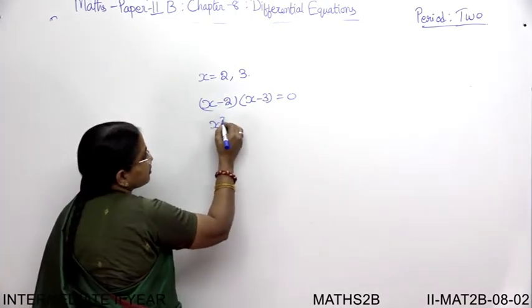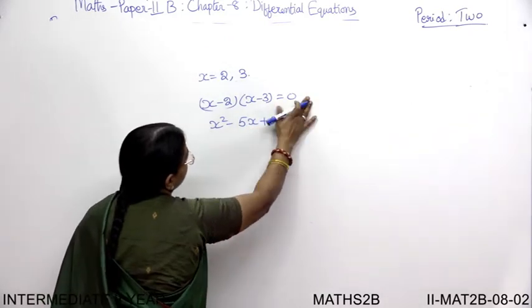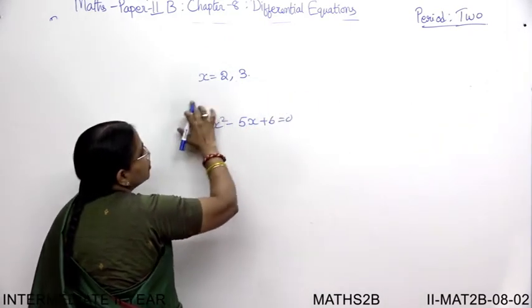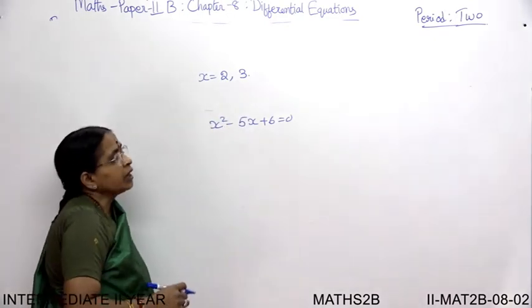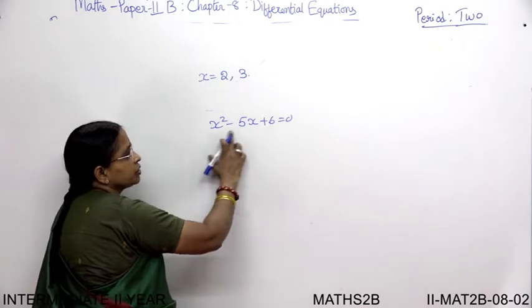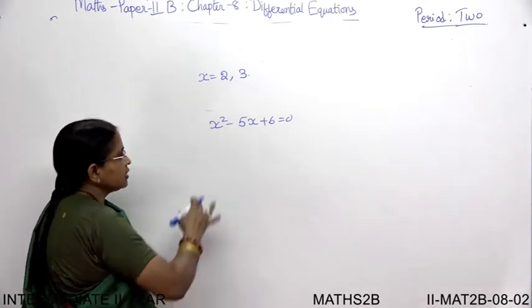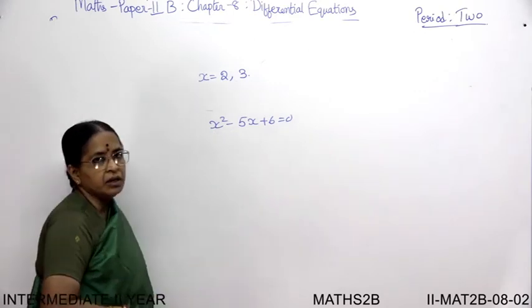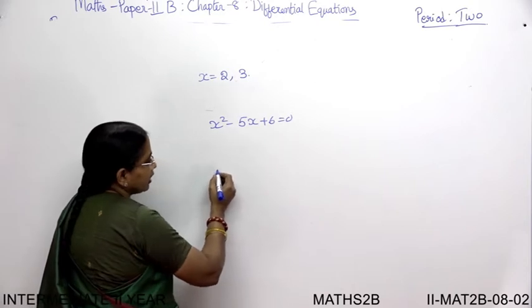So that is x square minus 5x plus 6 is equal to 0. So the equation whose roots are 2 and 3 is this. So 2 and 3 are the solutions of this equation. So like this you say. In the same way, this is just an algebraic equation and it is easy to solve. Whereas in differential equations, you have like this.